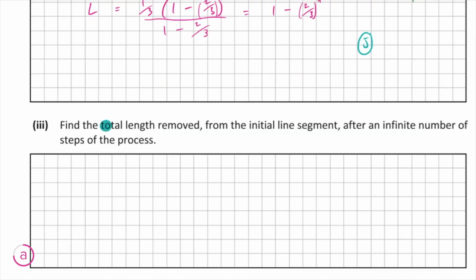So next we've got to find the total length removed from the initial line segment after an infinite number of steps in the process.